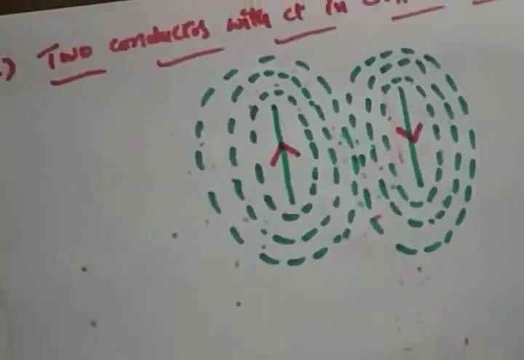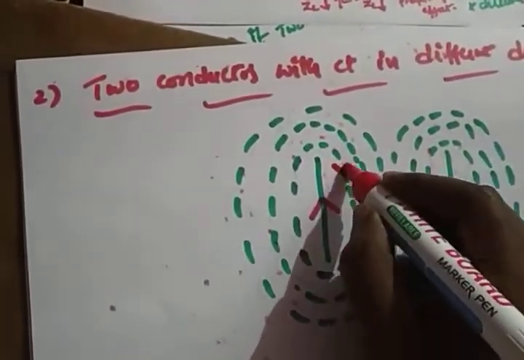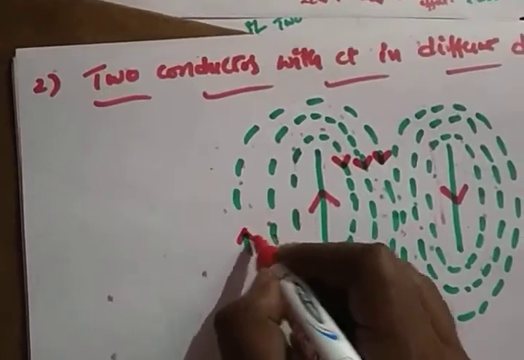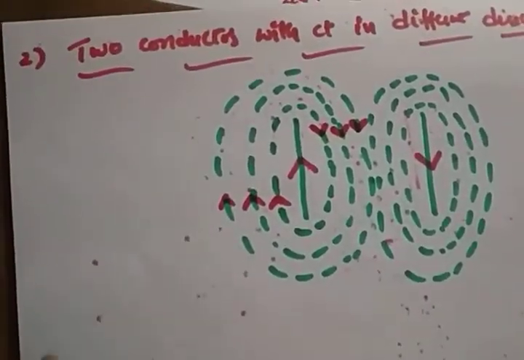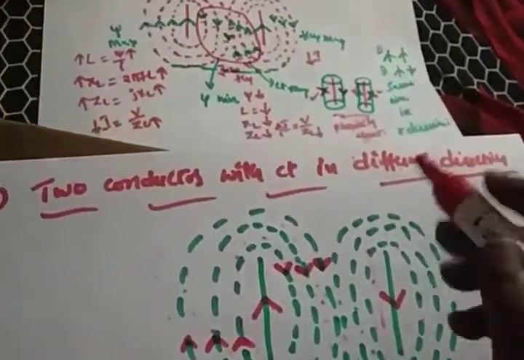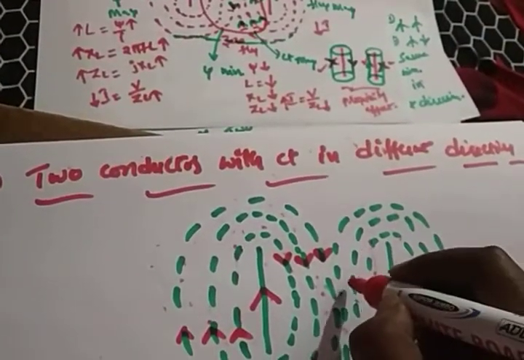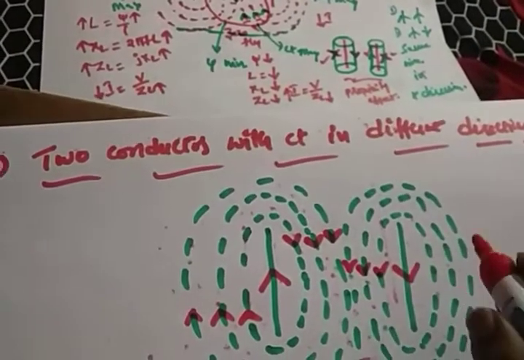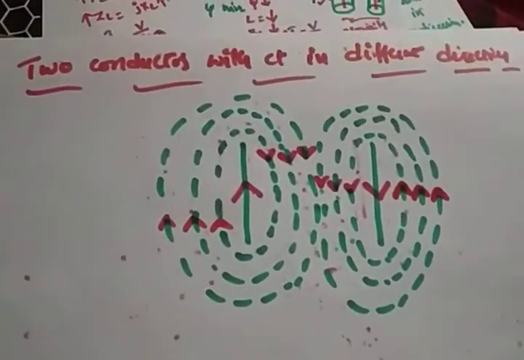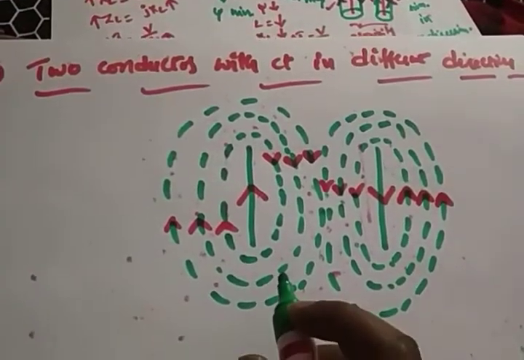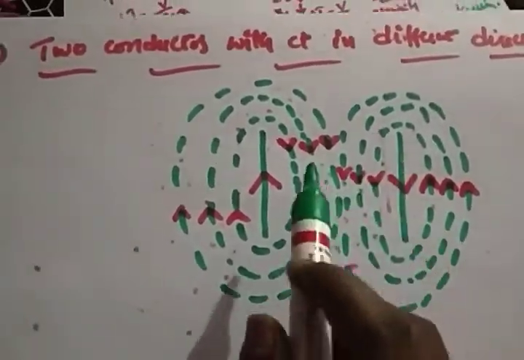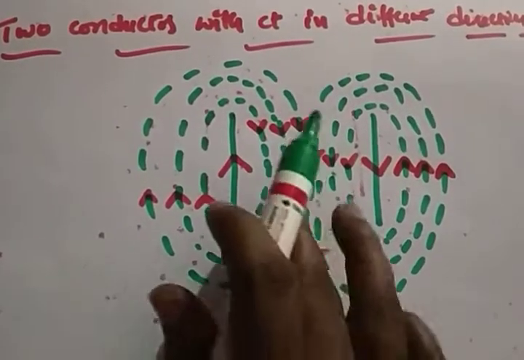Now the current direction. According to Fleming's law, there will be a current direction. If the current is like this, the flux direction will be downwards, the clockwise direction. Right? For the current direction like this, downwards, right? Downwards means the flux direction will be like this, right? How is the flux direction? We'll see. Now we'll see. These fluxes both are in the same direction.